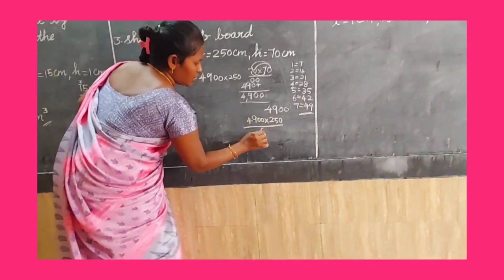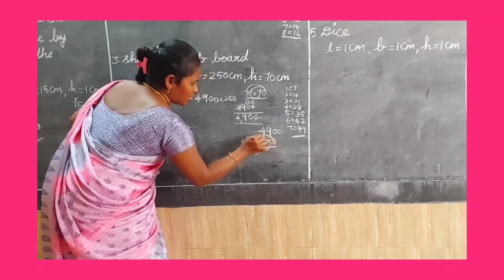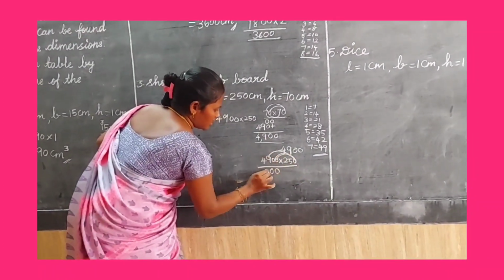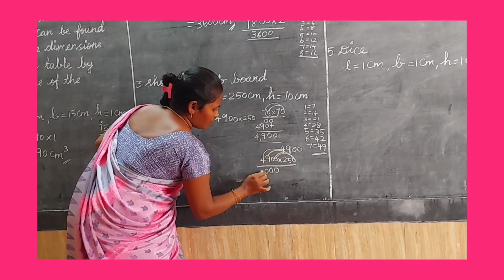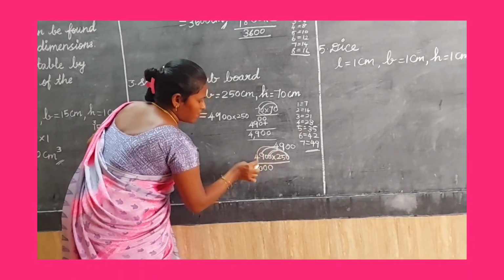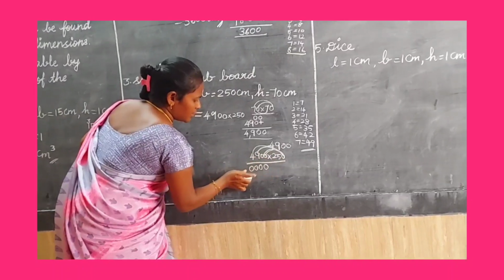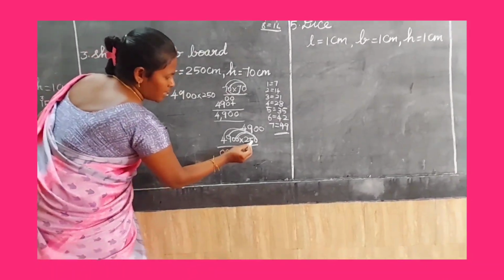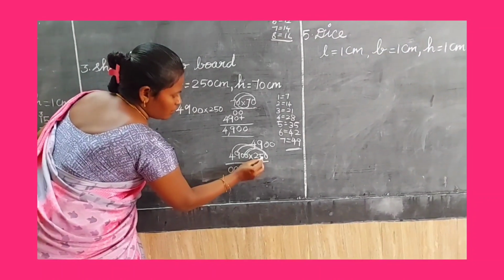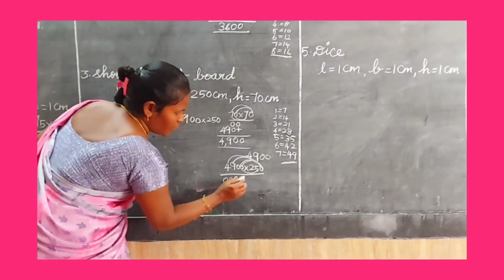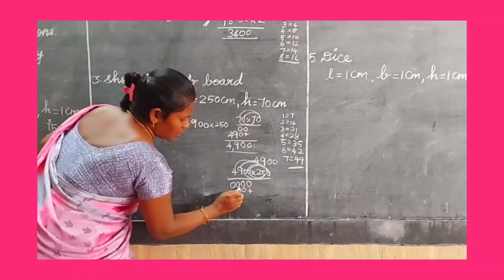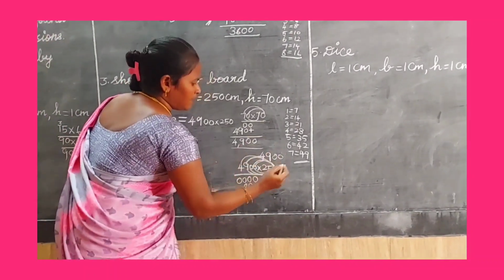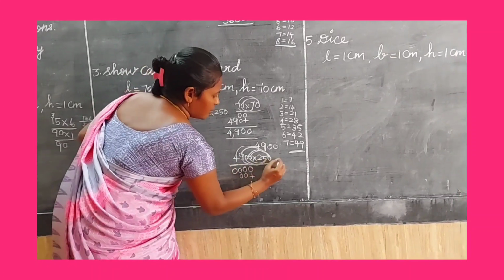0 into 0, 0. Again 0 into 0, 0. 0 into 9, 0. 0 into 4, 0. Any number multiplied with 0 gives 0. So in the first digit put a plus symbol. Next we have to multiply with the 5 table. So 5 into 0, 0. 5 nines are. So in the multiplication too we have to write the value.